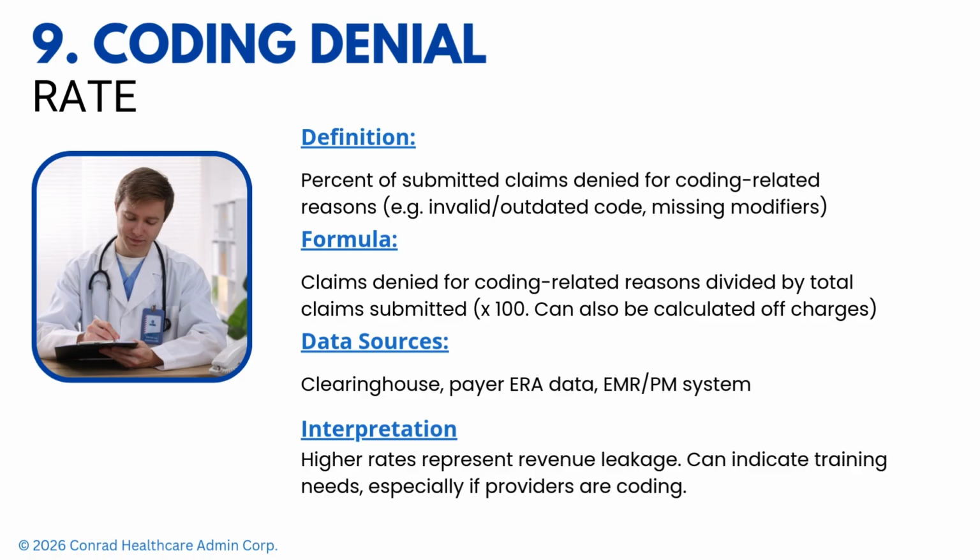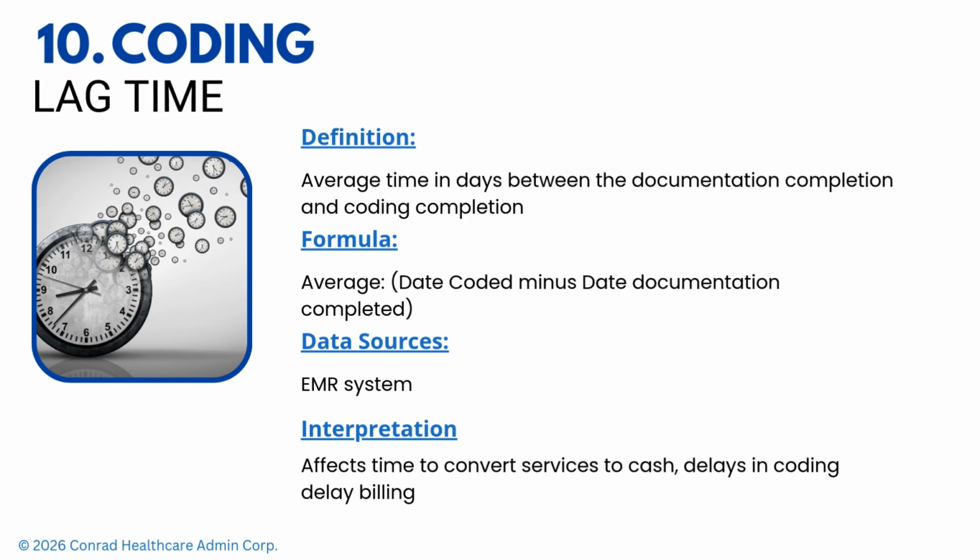An example of this is that hospitals will usually have professional coders, and many physician practices will have different physicians or nurse practitioners who are doing their own coding. So maybe we have somebody using an outdated code and they just need some coding education. So that might be something that we interpret from this denial rate.